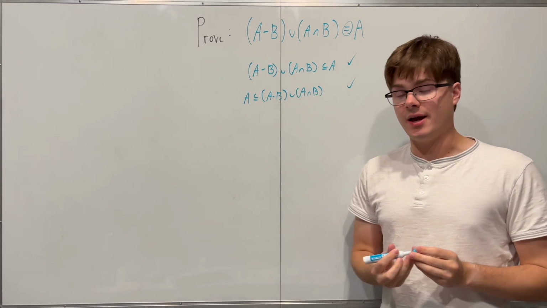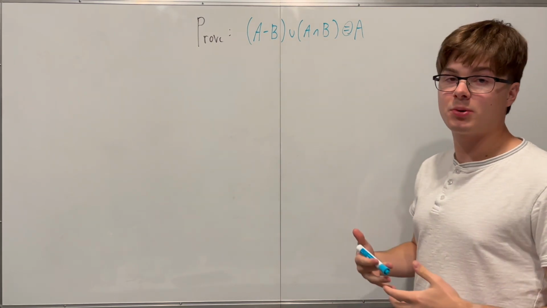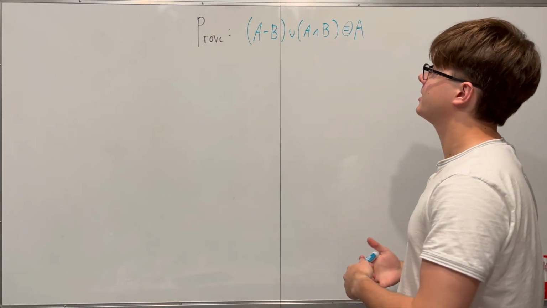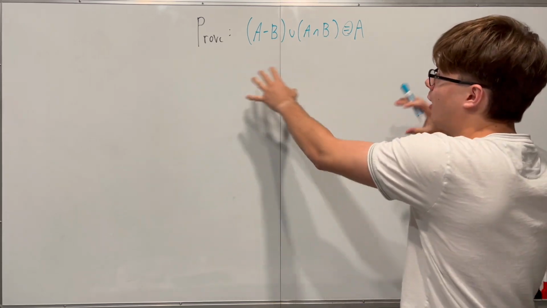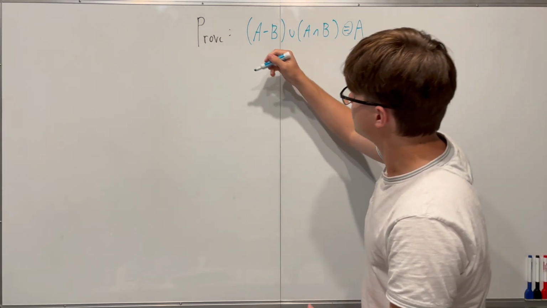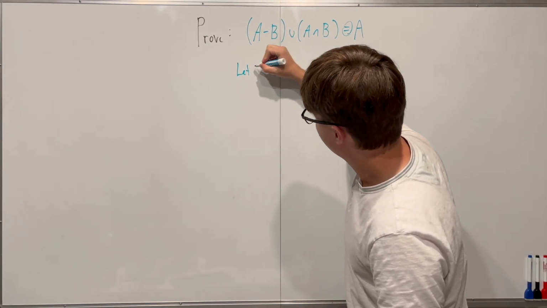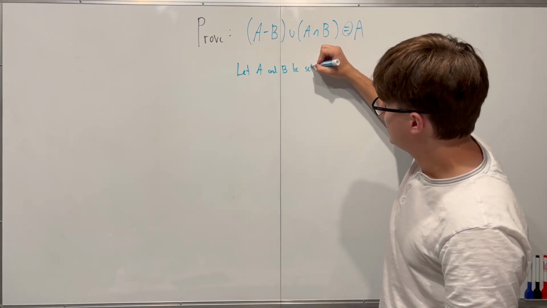So let's go ahead and do that. To start this proof, we have to recognize this is a for all proof. The reason it's a for all proof is because this is for any set A and B. It's for all sets A and B, no matter how they're arranged, right? That's why I did so many examples. So that means we're going to start this proof with a let. We're going to say, let A and B be sets.